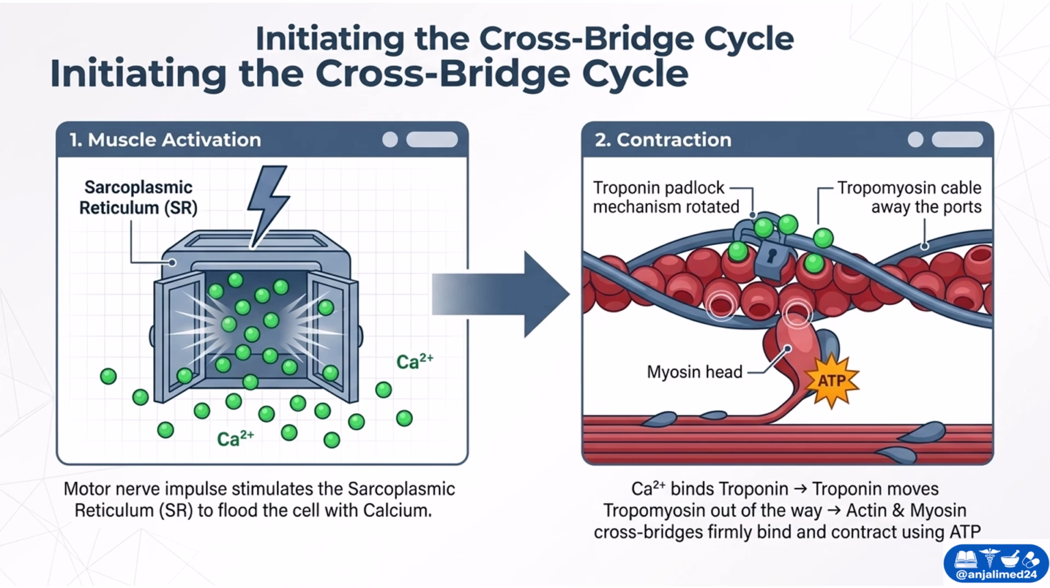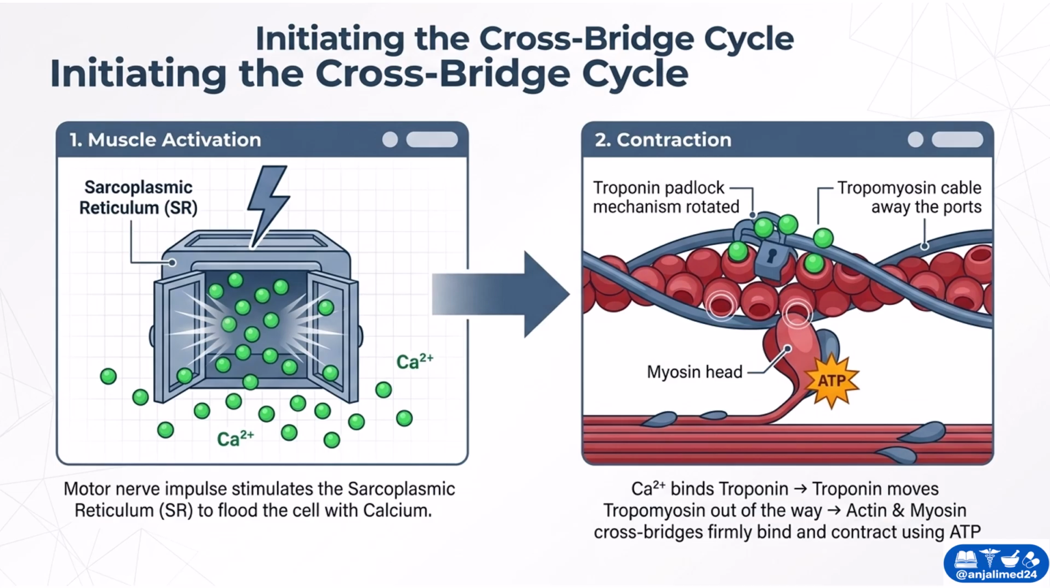Now the energized myosin heads, which already contain stored energy from ATP hydrolysis, can attach firmly to the actin. This attachment forms the actin-myosin cross bridge. Once attached, the myosin head pivots inwards, pulling the thin filament towards the center of the sarcomere. This movement is called the power stroke. During the power stroke, ADP and inorganic phosphate are released and mechanical force is generated.